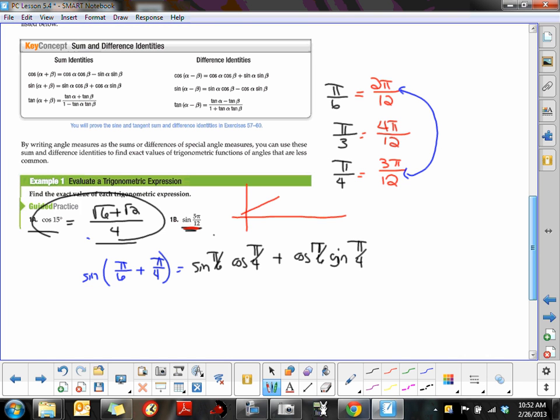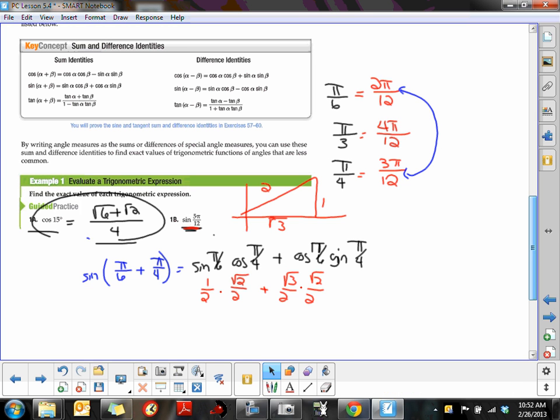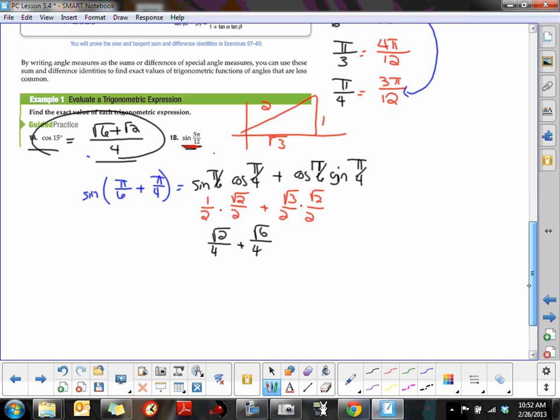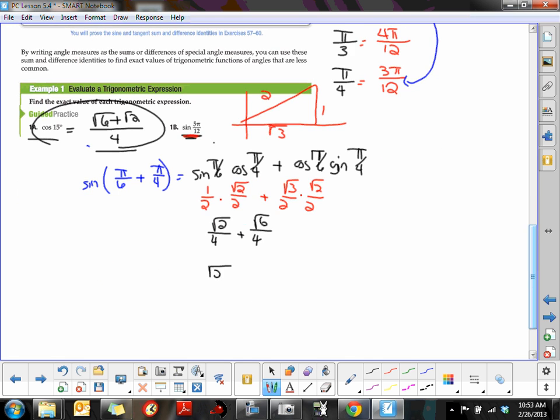Now, pi sixths, again, is a 30-degree reference angle, so we've got a 1, 2, square root of 3 triangle. So the sine of that is a half. We take it times the cosine of pi fourths, which is 45 degrees, square root of 2 over 2, plus the cosine of pi sixths, which is the square root of 3 over 2, times the square root of 2 over 2. And this will give us the square root of 2 over 4 plus the square root of 6 over 4. And again, we can write that over one common denominator, 4.